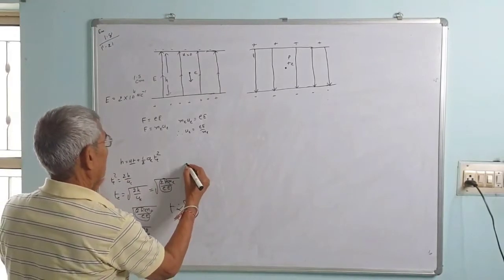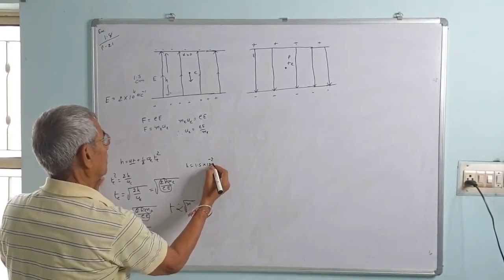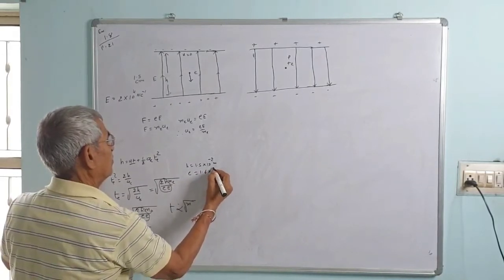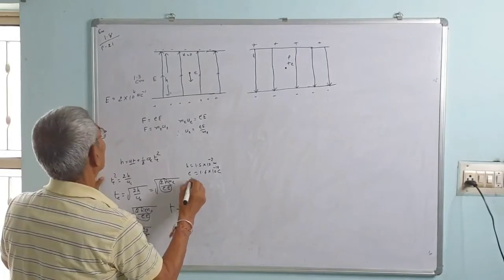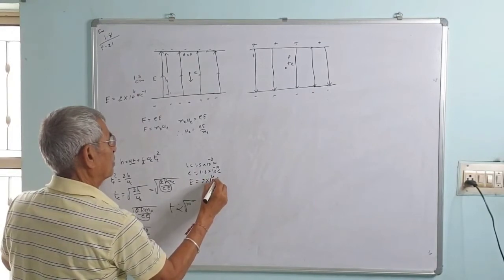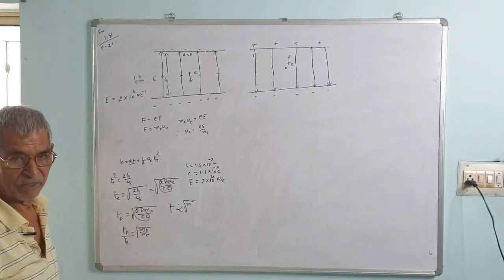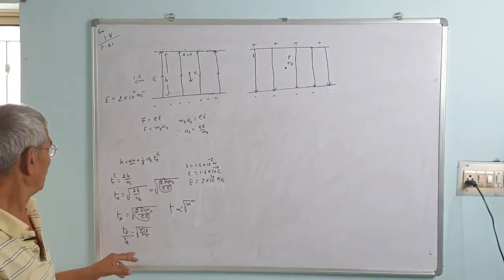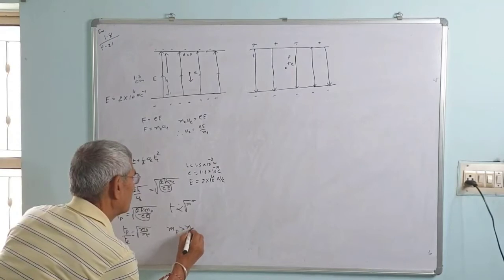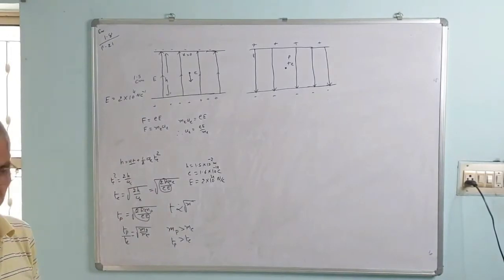What is the mass of the electron? h is equal to 1.5 centimeter, that is 1.5 × 10^-2 meters. The electronic charge is 1.6 × 10^-19 coulomb. The electric field is already given, 2 × 10^4 N/C. So the time can be computed, or you can compare the times. Naturally, the mass of the proton is much greater than the mass of the electron, so T_p will be greater than T_e.